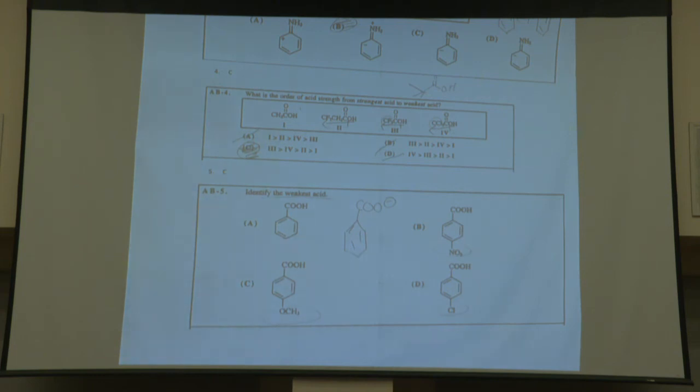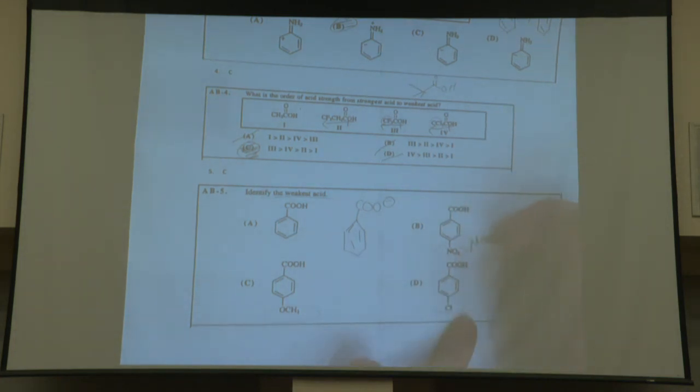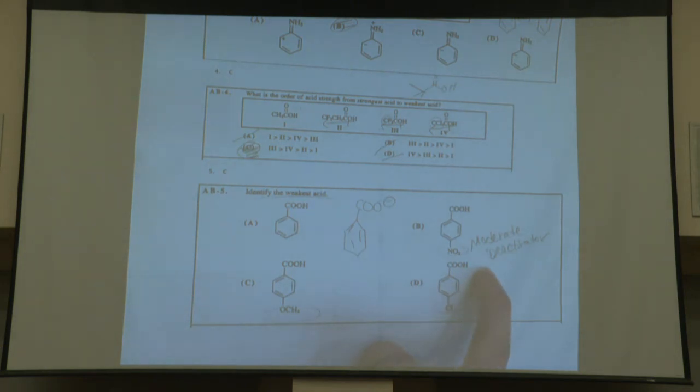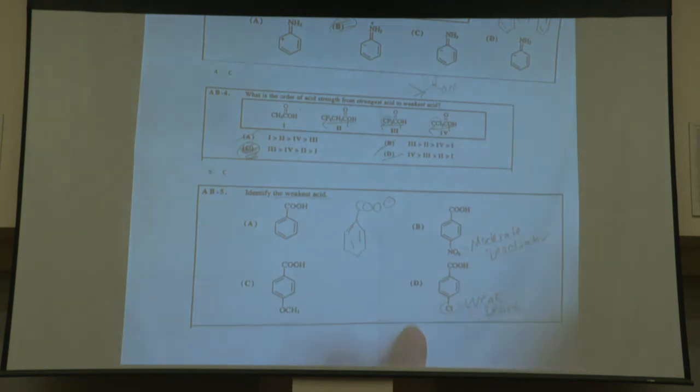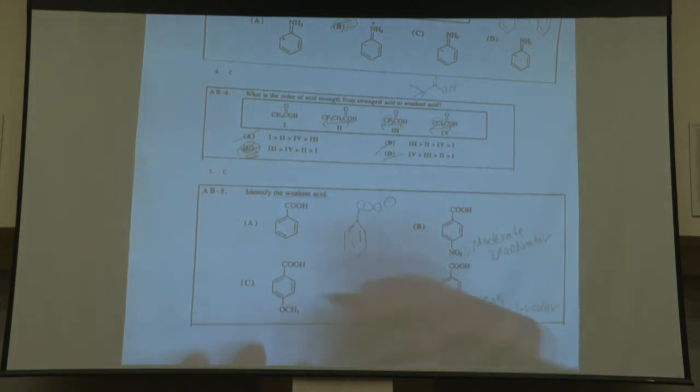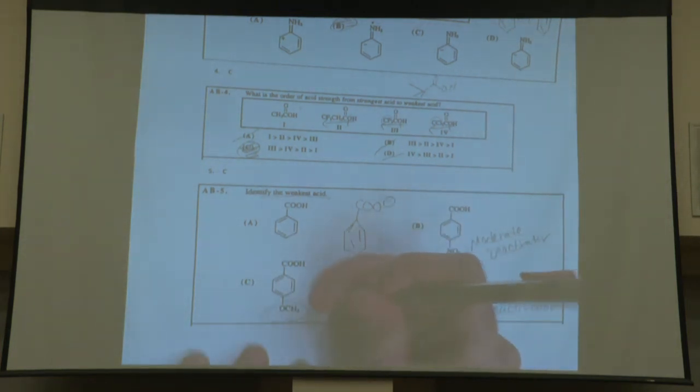So the weakest acid is actually the one with the strongest activator. So this NO2, that's a moderate deactivator, right? So that's actually going to make it a stronger acid. This Cl, that's a weak deactivator. So again, it'll make it a little bit stronger of an acid. And then right over here is actually the moderate. It's either moderate or strong, I can't remember. But it's definitely an activator.